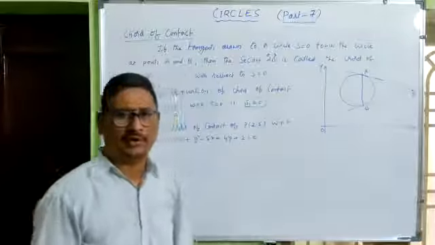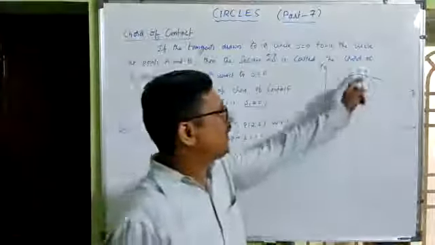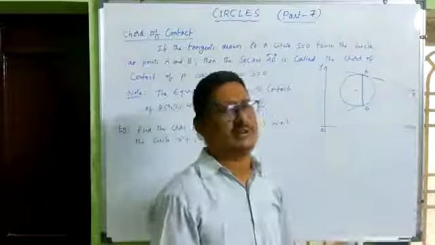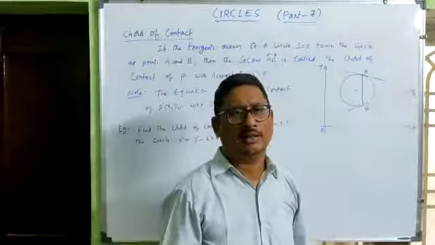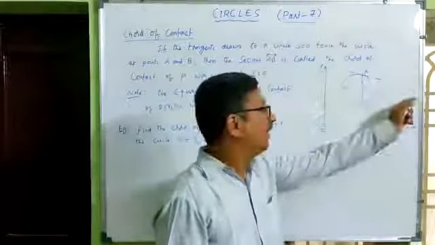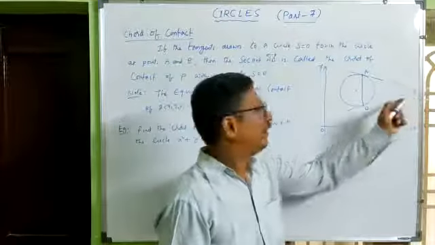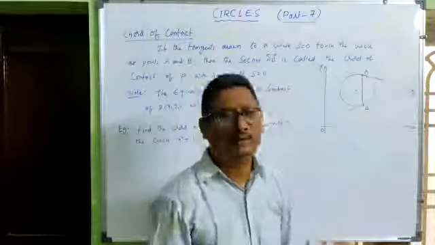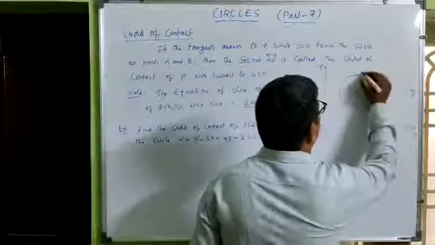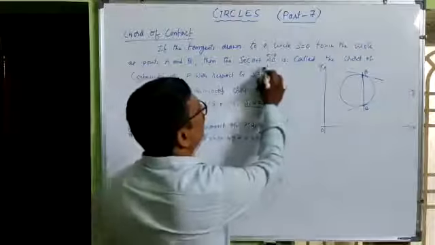Let's go to the next definition. This is the chord of contact. So what is the chord of contact? For suppose S = 0 is the circle and P(x1, y1) is a point in the plane outside the circle. We can draw two tangents from P meeting the circle at A and B respectively. Then the secant AB is called the chord of contact.